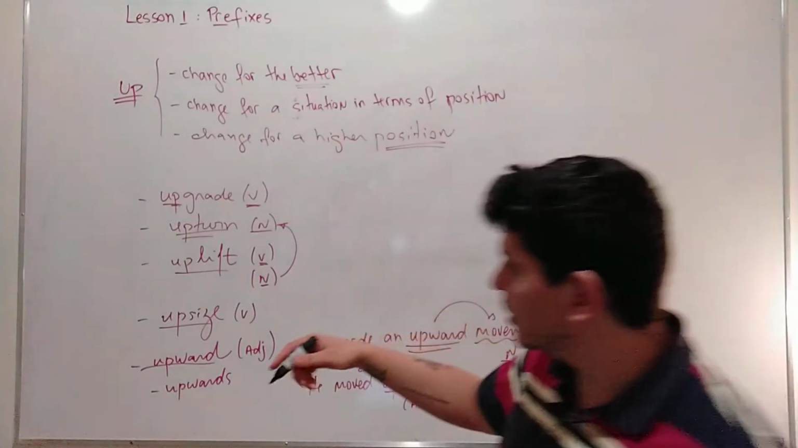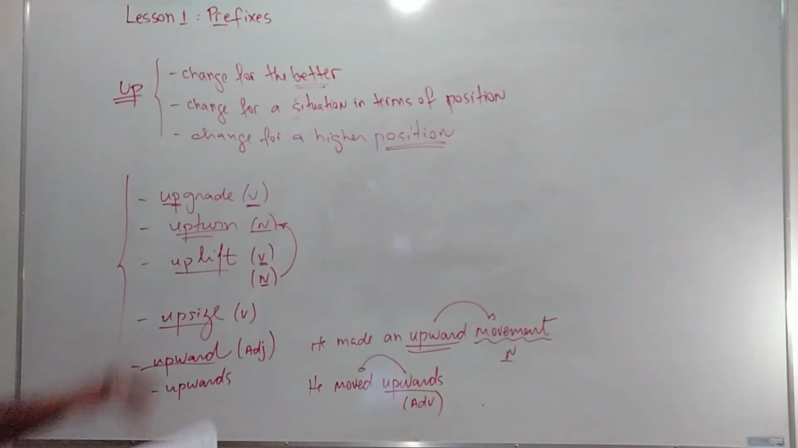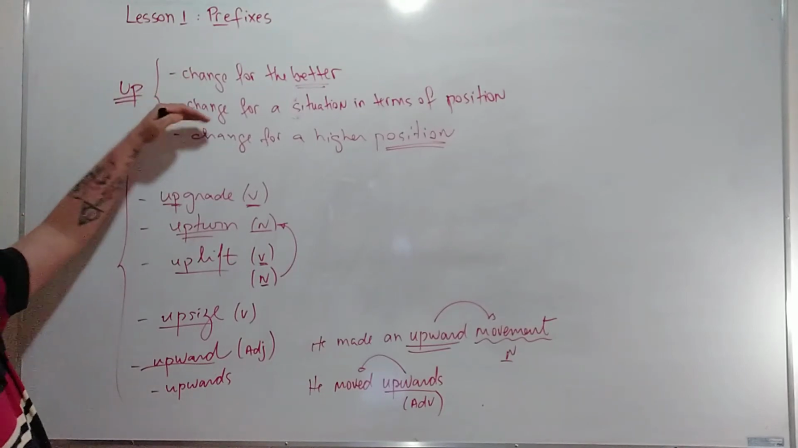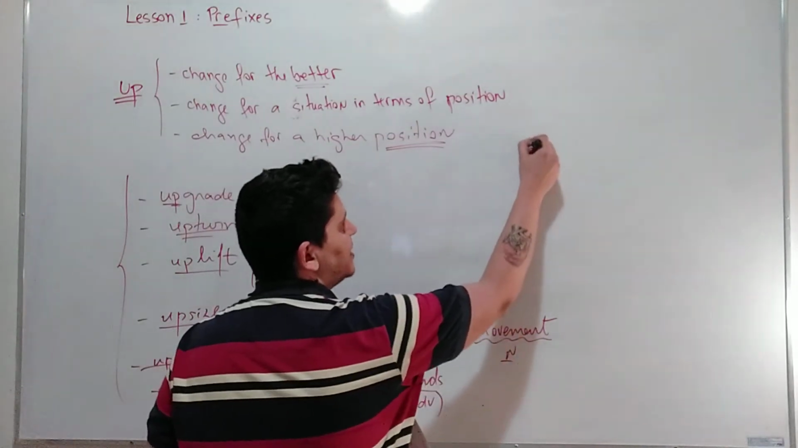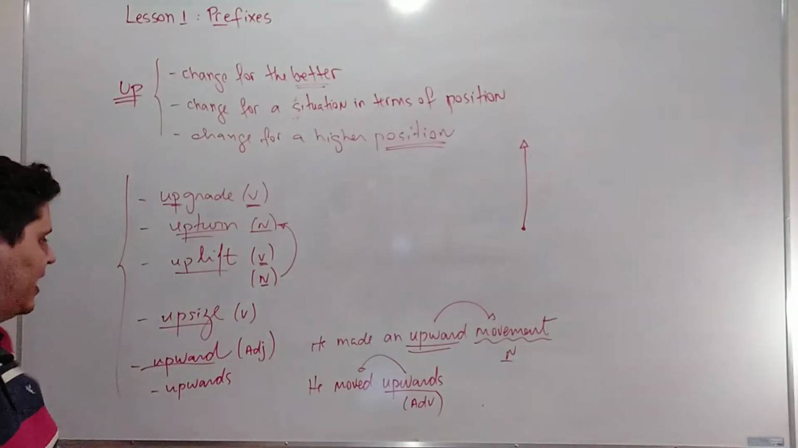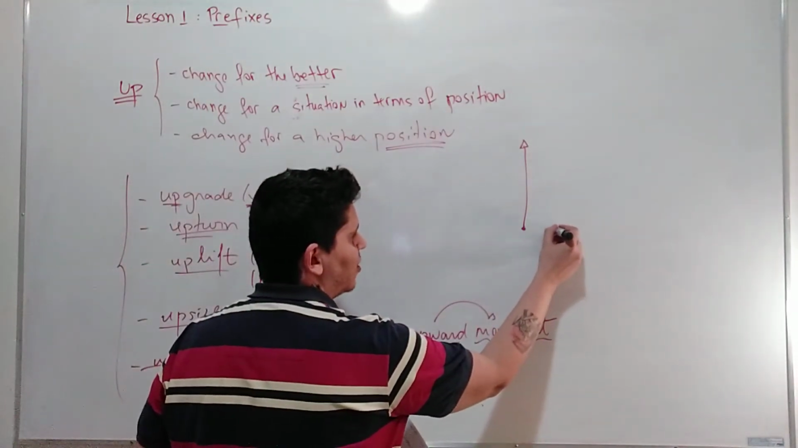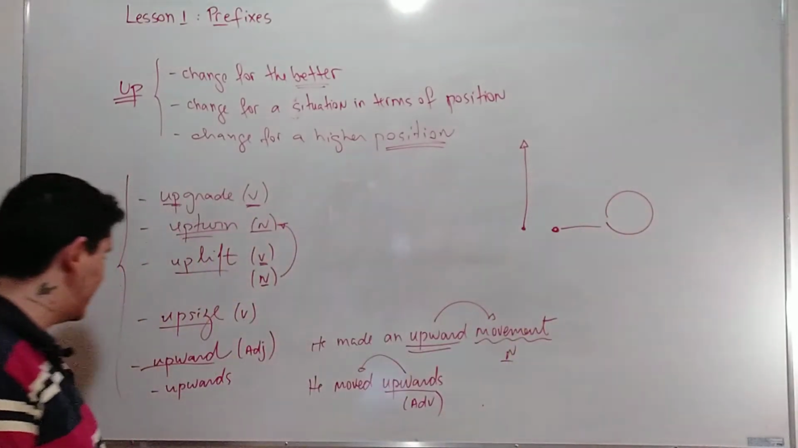So these are some words in which we can see the uses of up working as a prefix that makes a change for the better, a change in terms of position. So something was at a lower position and now it has been moved to a higher position, like an uplift, like an upsize. Something was small and it got bigger, so it was upsized.